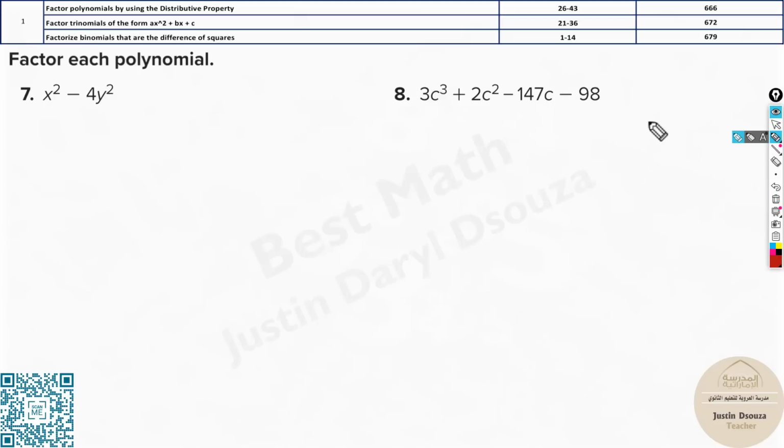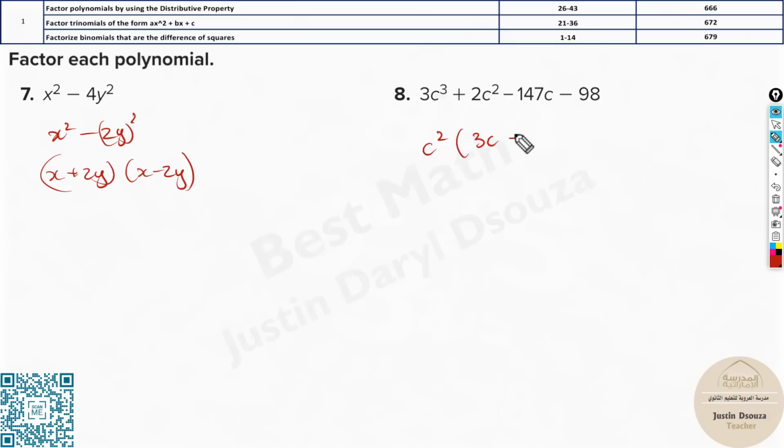Similarly, let's solve these. The second question is just like what we did a while ago. Now, the sixth question: the simple x squared minus 2y the whole squared, and then we have x plus 2y, x minus 2y. That's it. Whereas over here, let's take common terms outside. Which terms are common? Only c power 2. And then we have 3c plus 2. That's it, because c squared is gone outside.